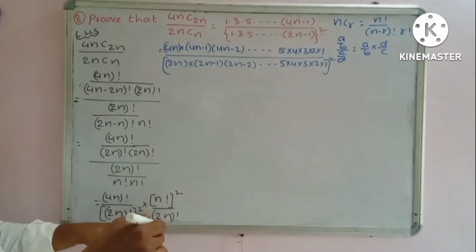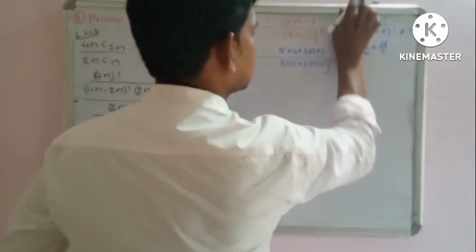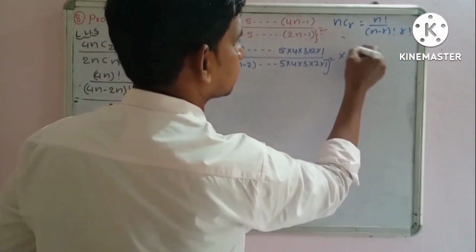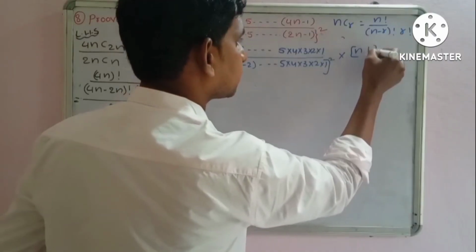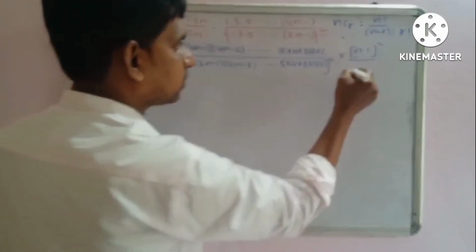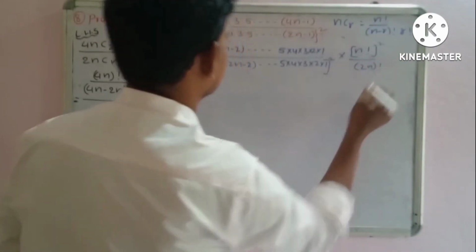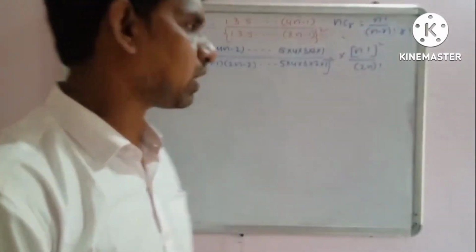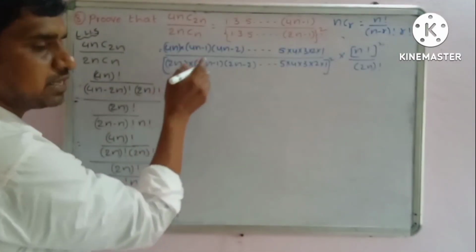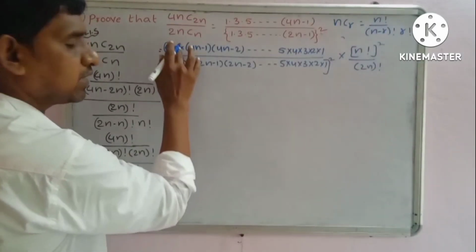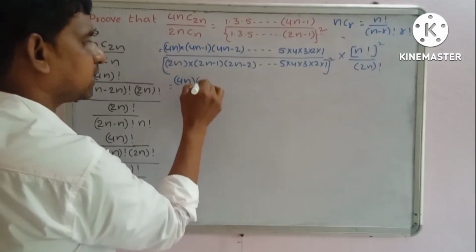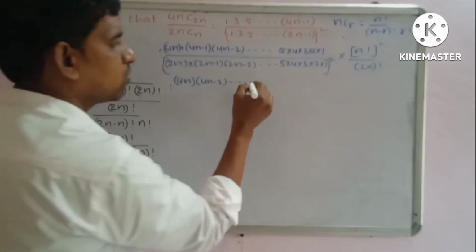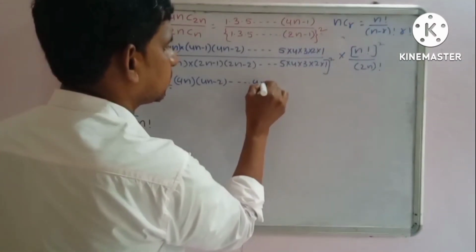Still the numerator n factorial is there, and the denominator 2n factorial is there. So in the numerator, n factorial whole square, denominator 2n factorial. Okay. Now separate even numbers and odd numbers, that means even terms and odd terms. So the even term is 4n, the next even term is 4n minus 2, the next even term is 4n minus 4, and so on up to 4 into 2.